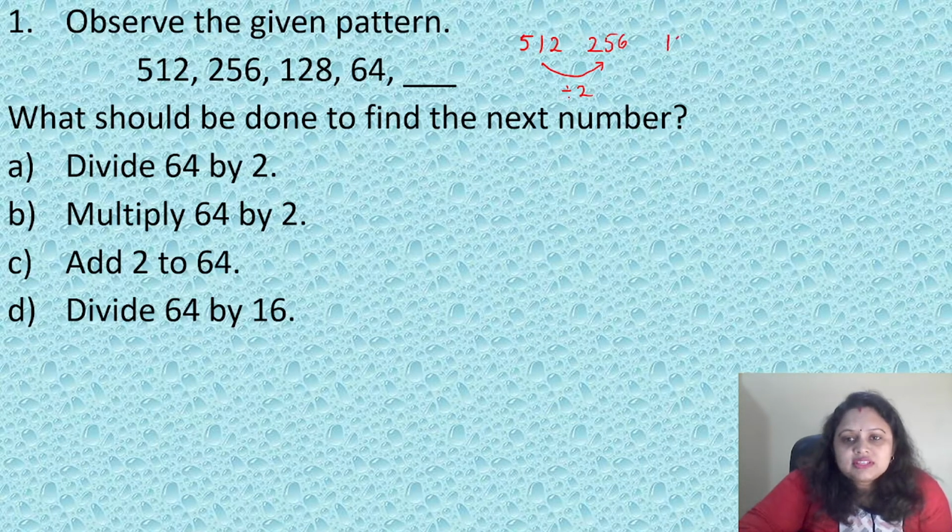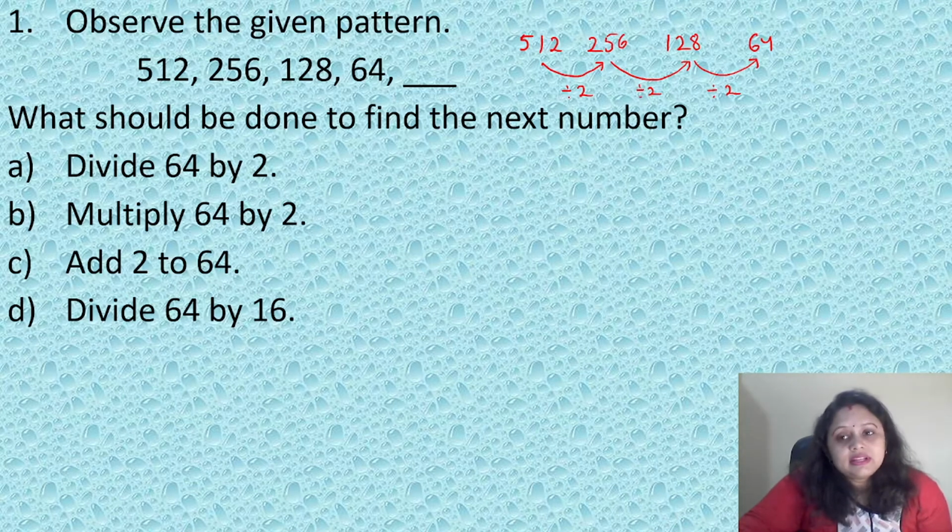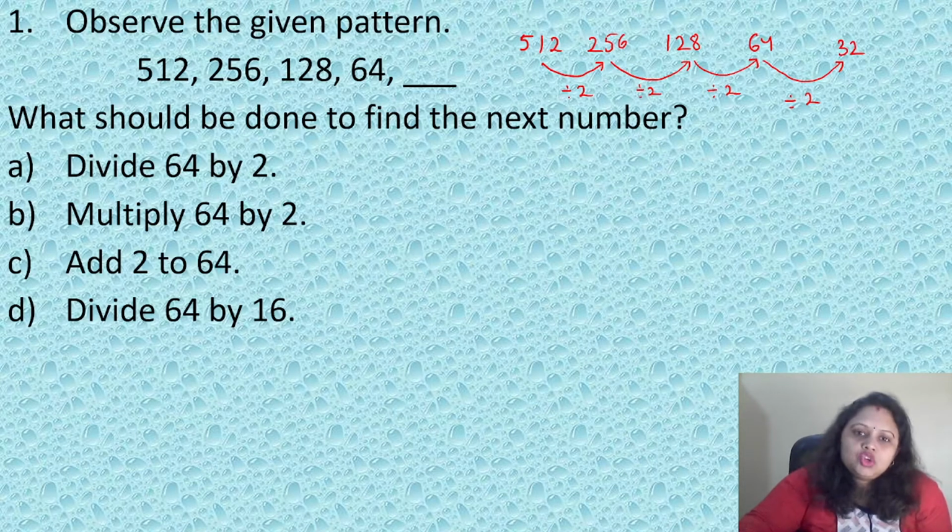After 256, it is given 128. How can we get 128 from 256? We will divide it by 2. And the next number is 64. How to get 64 from 128? We have to repeat the same thing, divide by 2. To get the next number in the series, we will again divide 64 by 2. Then we will get 32. So the next number is 32.